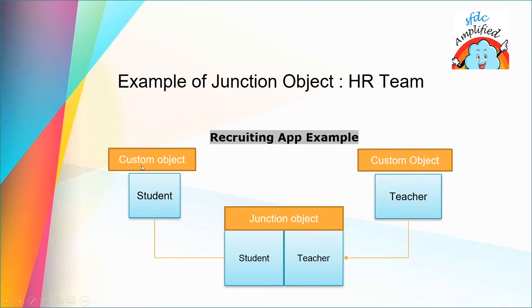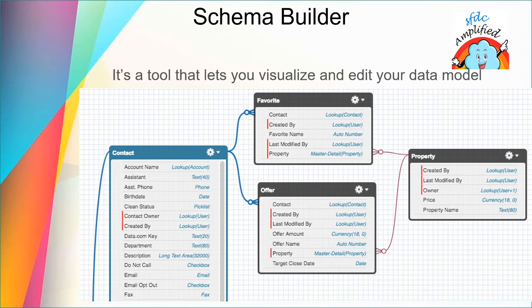So now the custom objects, student and teacher, are in a many to many relationship, whereas the junction object with the student object is one to many, and the junction object with the teacher object is also one to many. So here there is only one teacher, but in the teacher object there are many teachers. Here there is only one student, but in the student object there are many students. So this is one to many, but these two custom objects, student and teacher, are related many to many. These are some relationships.